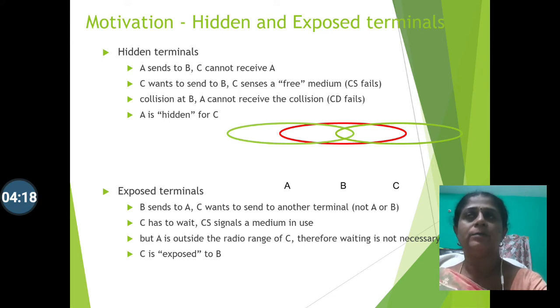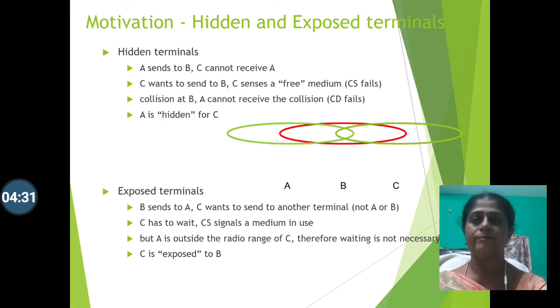Now coming to the next problem, which is called the exposed terminal problem. This is quite interesting. C wants to send something to D. D is somewhere away from both A and B. C goes and checks the medium, but at the same time A and B are conversing; that is, A is sending something to B or B is sending something to A. C checks the medium and assumes that the medium is busy.